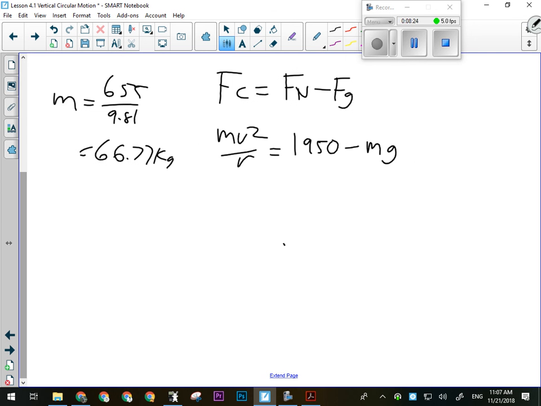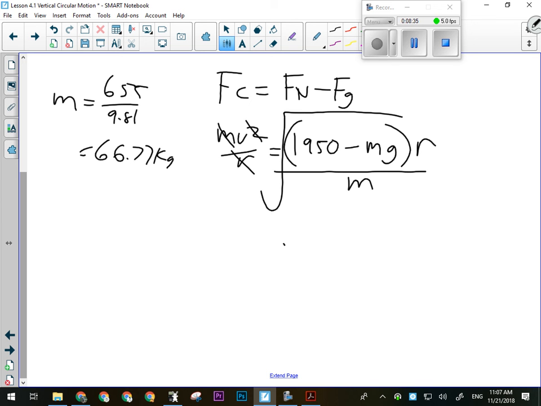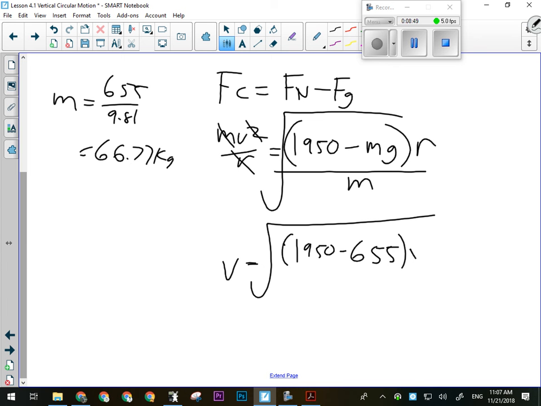I'm going to bring r over to this side, so I'm just going to bracket this and then multiply by r. Then I'm going to divide both sides by m, and then square root. So v equals the square root of 1,950 minus mg, which is just 655, multiplied by r, which we said was 18 meters, and then divided by our 66.77 kilograms.